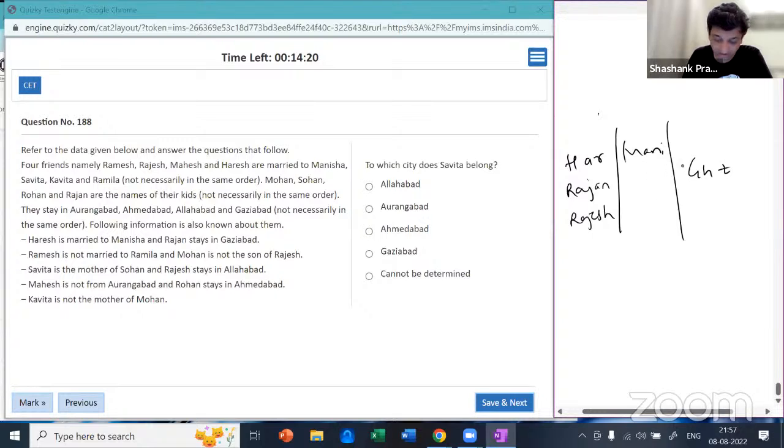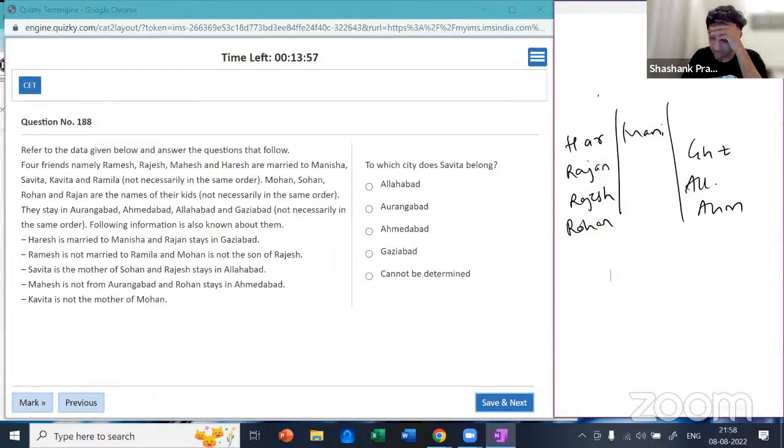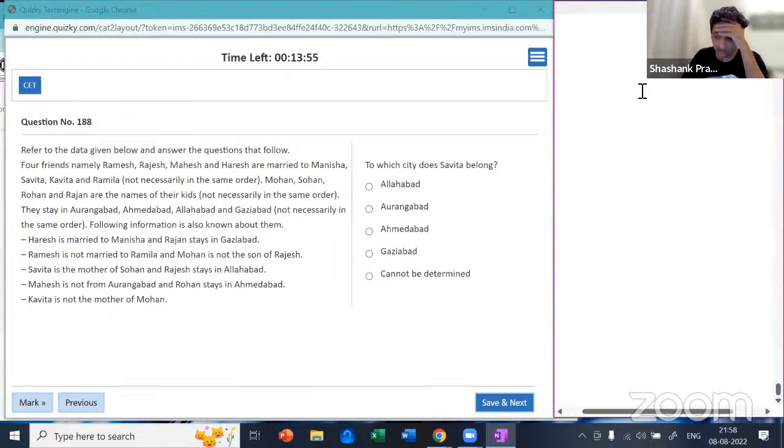Rajan, Rajesh, Allahabad, Rohan, Ahmedabad. Okay. Oh, sorry. I thought there were only friends and these people. Okay, I'll have to do it again. I'll try this quickly and I'll go to the DI set that I had left earlier.